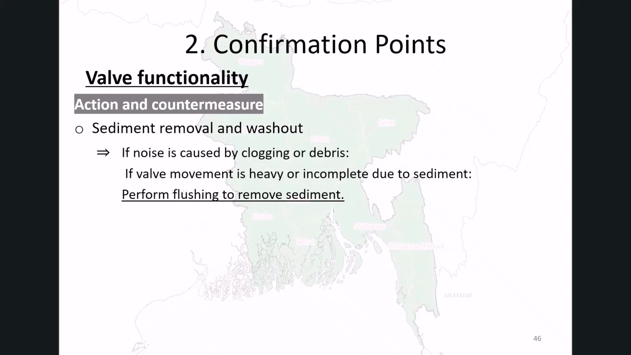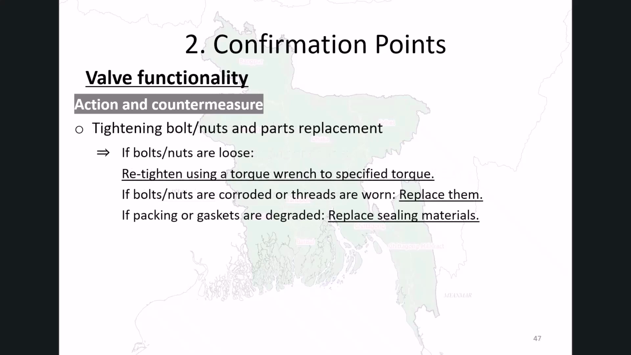If abnormal noise is observed or the valve does not operate smoothly due to sediment accumulation, flushing is required to remove sediment and other foreign matter. Regardless of whether problems occur, washout is recommended at least once every 6 months. If bolts or nuts are loose, they should be retightened using a torque wrench in accordance with the specified torque. If bolts or nuts are corroded or threads are worn, they should be replaced. If packing or gaskets have deteriorated, the sealing materials must be replaced to ensure proper sealing.